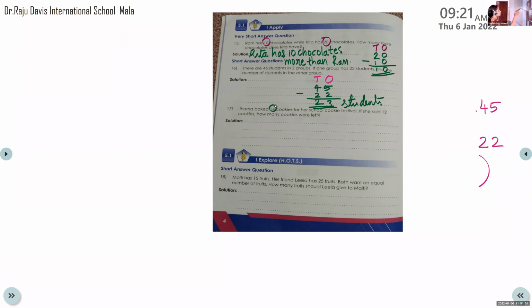If she sold, see, if she sold, she gave this cookie to other person for money, for getting the money, selling the things. If she sold 12 cookies, she baked 14 cookies. Out of 14 cookies, 12 cookies she sold to others. How many cookies were left? You can see the word left here. So left is related to subtraction, no? So 14 cookies were baked. 12 cookies she sold to somebody.